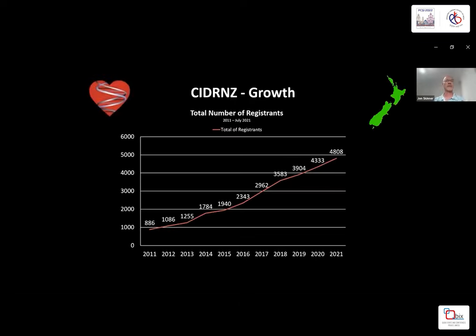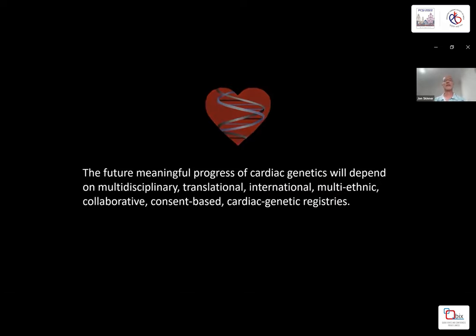We've got more than 5,000 in our registry now in New Zealand. And the future meaningful progress of cardiac genetics will depend on multidisciplinary, translational, international, multi-ethnic, collaborative, consent-based cardiac genetic registries. Managed to get through that without a stutter, but that's what we have to aim for.